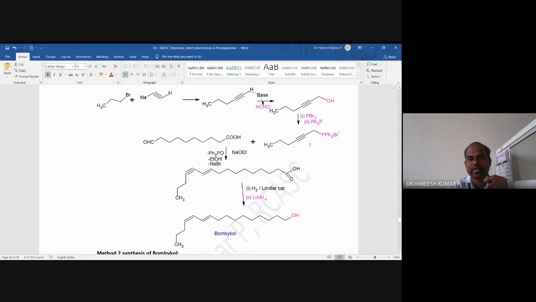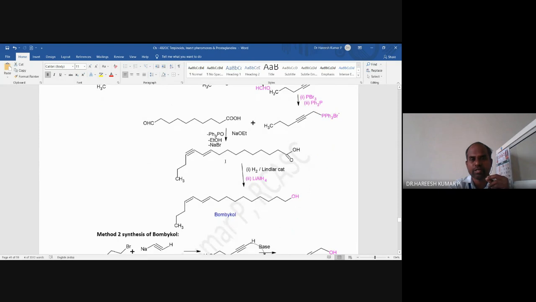It gives the phosphonium halide. This halide is treated with a long chain aldehyde. So it will give you a triple bond containing compound. This was treated with Lindlar catalyst to convert the triple bond into a double bond. And what is left over? The leftover thing is the carboxylic acid. The carboxylic acid on reduction with lithium aluminum hydride gives the alcohol. This is the first method of synthesis of Bombykol.